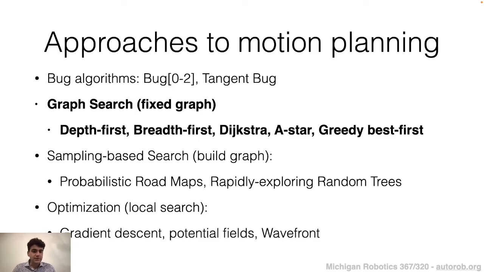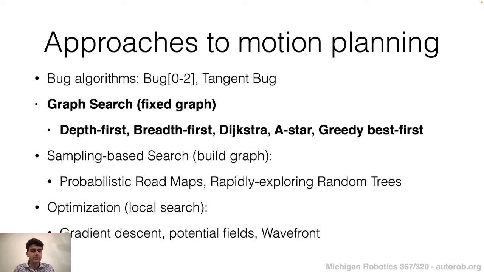But for the remainder of today's lecture, we're going to be talking about graph search and how a set of algorithms from this subfield of graph search can be applied to the problem of motion planning. The algorithms we're going to be looking at today are the ones highlighted in the second bullet here: depth-first search, breadth-first search, Dijkstra's algorithm, the A-star search algorithm, and finally greedy best-first search. This is the core of today's lecture, but this won't cover all of motion planning.